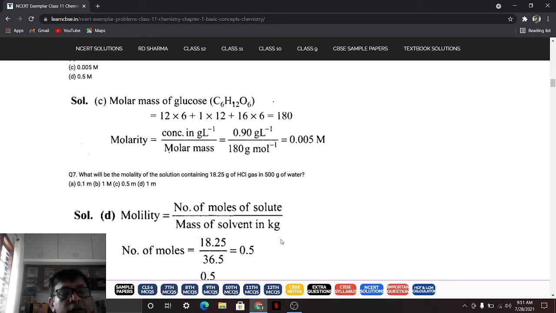What will be the molality of the solution containing 18.25 gram of HCl gas in 500 gram of water?